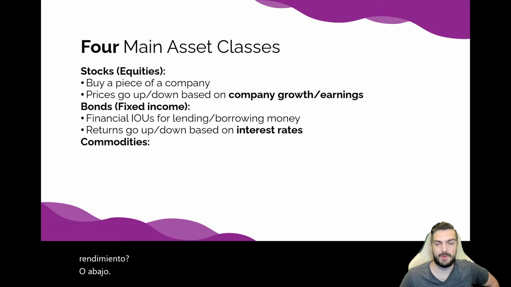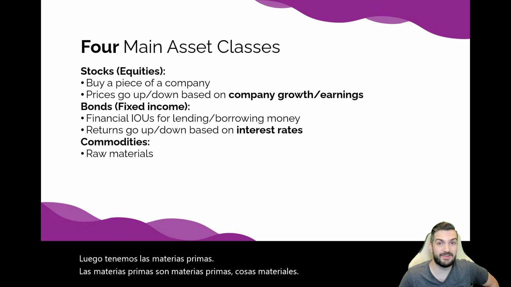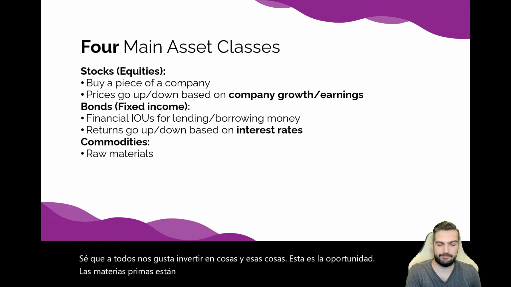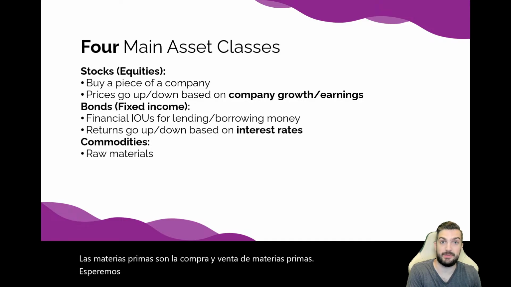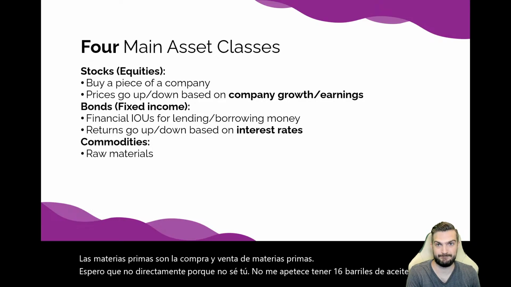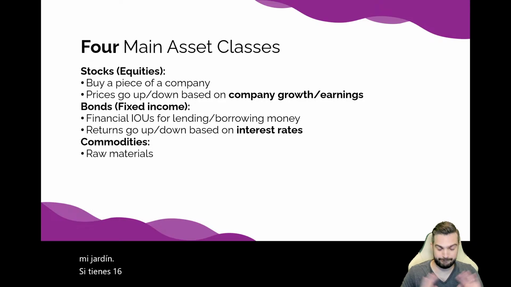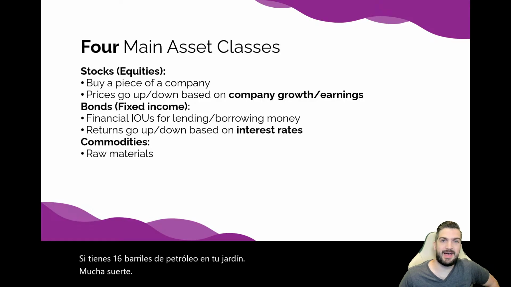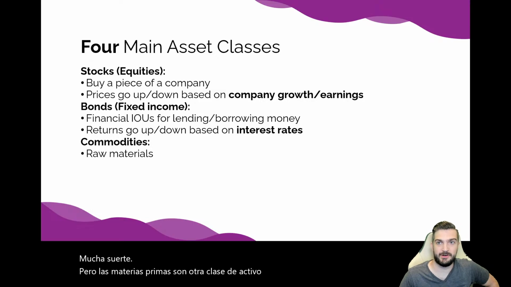Then we have commodities. Commodities are raw materials, stuff, things. I know we all like to invest in things and stuff. This is the opportunity. Commodities are buying and selling raw materials, hopefully not directly, because I don't know about you, I don't really feel like having 16 barrels of oil sitting in my backyard. If you have 16 barrels of oil sitting in your backyard, more power to you. But commodities are another asset class that many investors will consider and will invest in mostly indirectly.